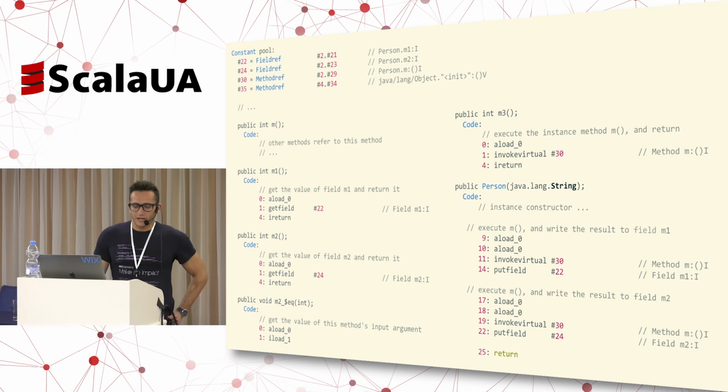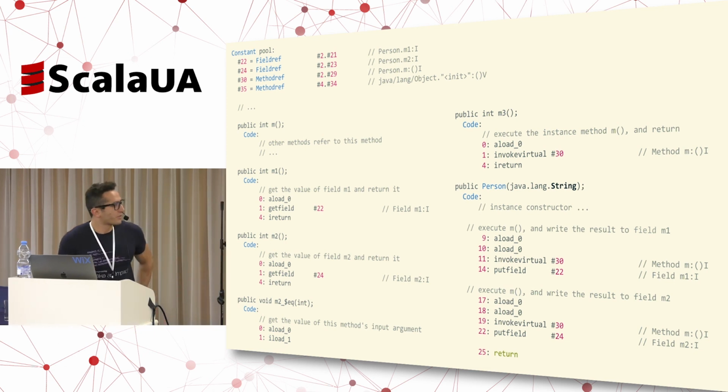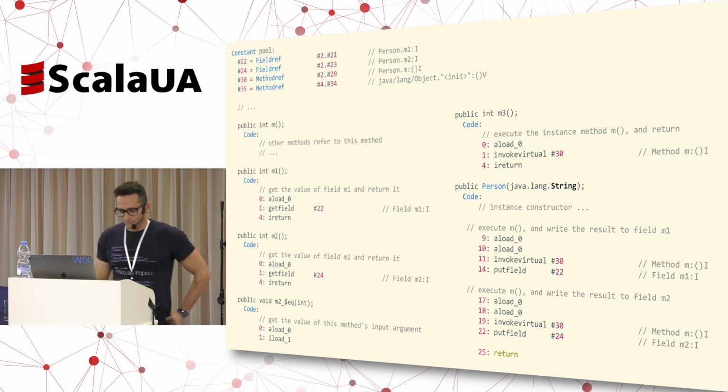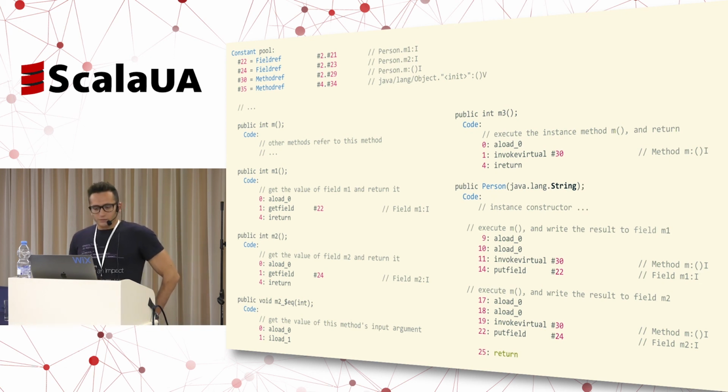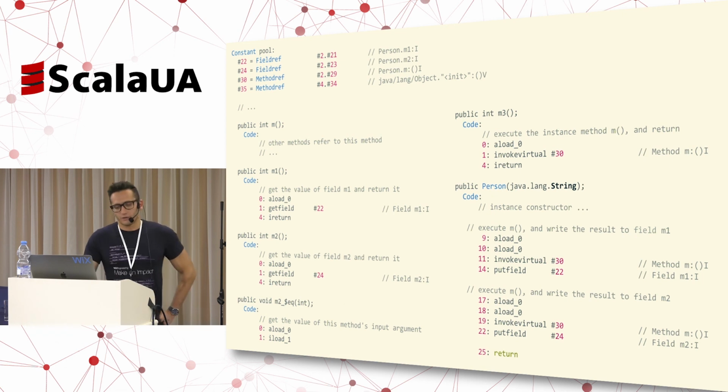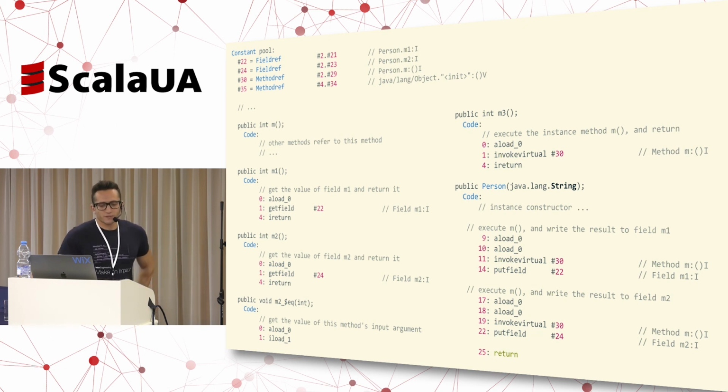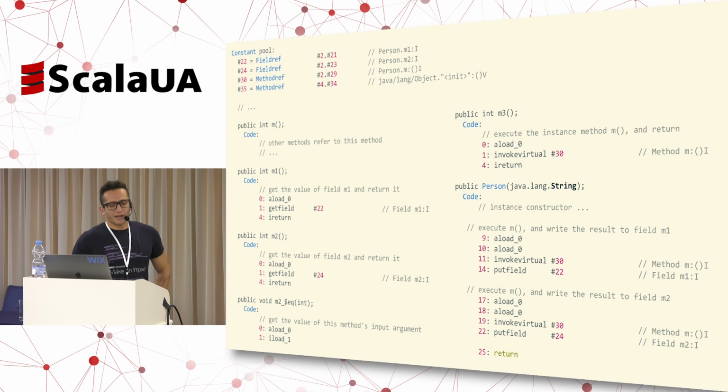Rather than fetching the value field to return, the method m3 on the top right also includes the instruction invokevirtual 30. That is, each time this method is called, it calls m over and over again, and returns the result of this method. We can also see that methods m1 and m2 are simply getters for these variables. In the case of var m2, we also see that the setter method, m2_$eq(int), is created, which behaves just like any other setter, overwriting the value of the field.